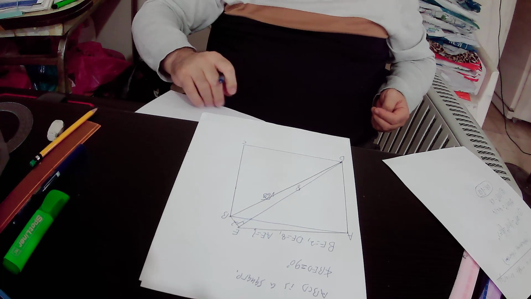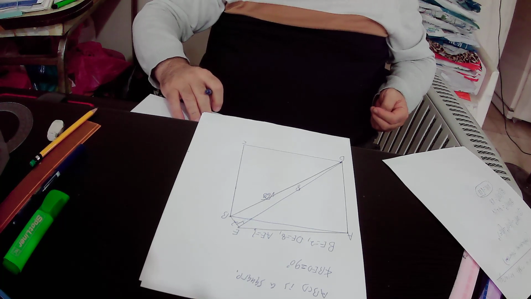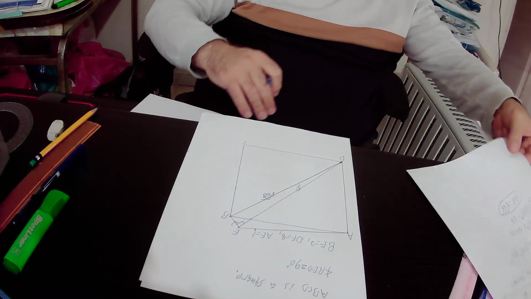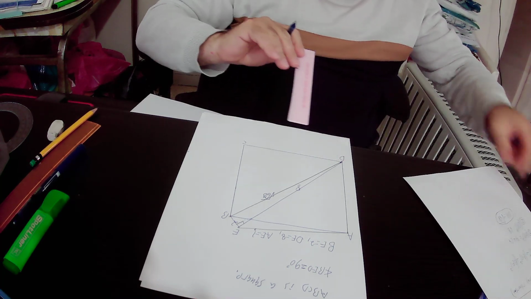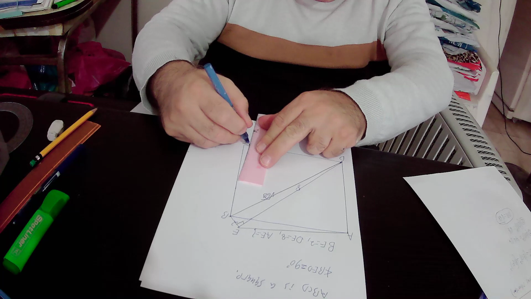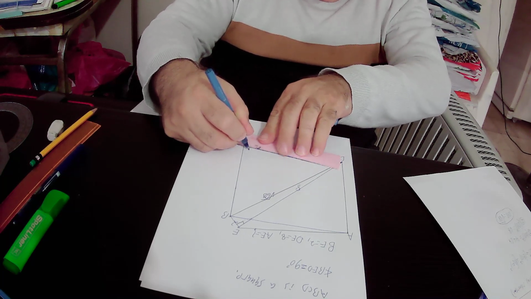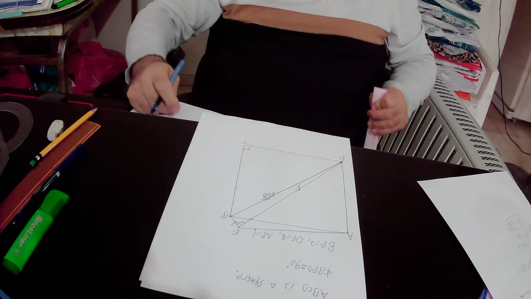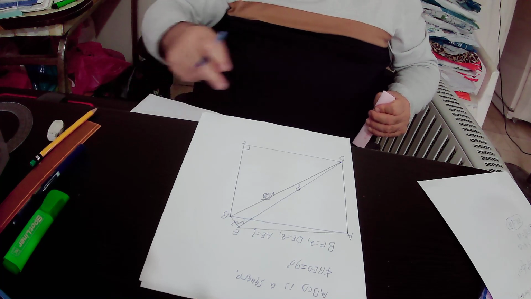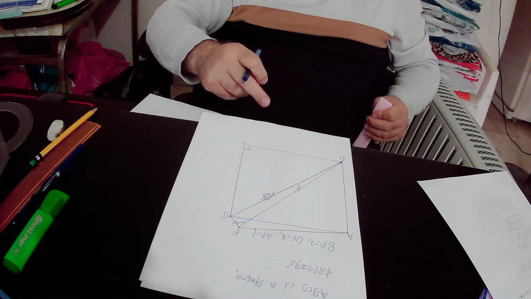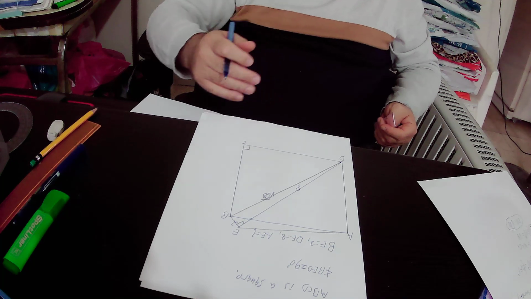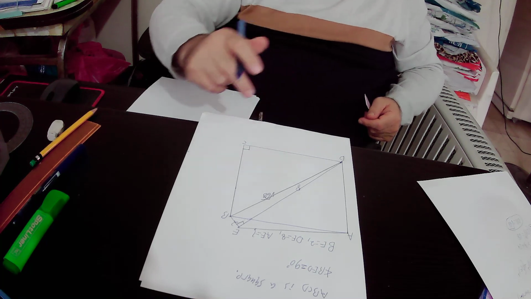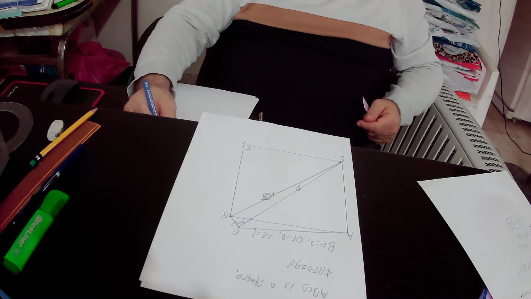And we also know that all the angles of a square are right angles, therefore angle DCB, this angle, is a right angle. Because angle DCB is a right angle, triangle DCB is a right triangle, okay? So we focus on the right triangle DCB.